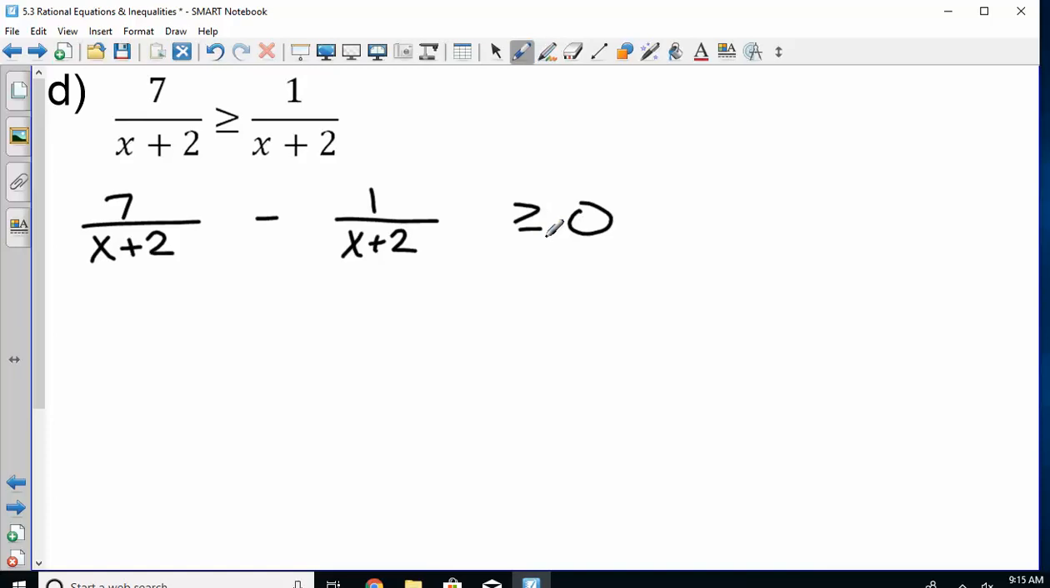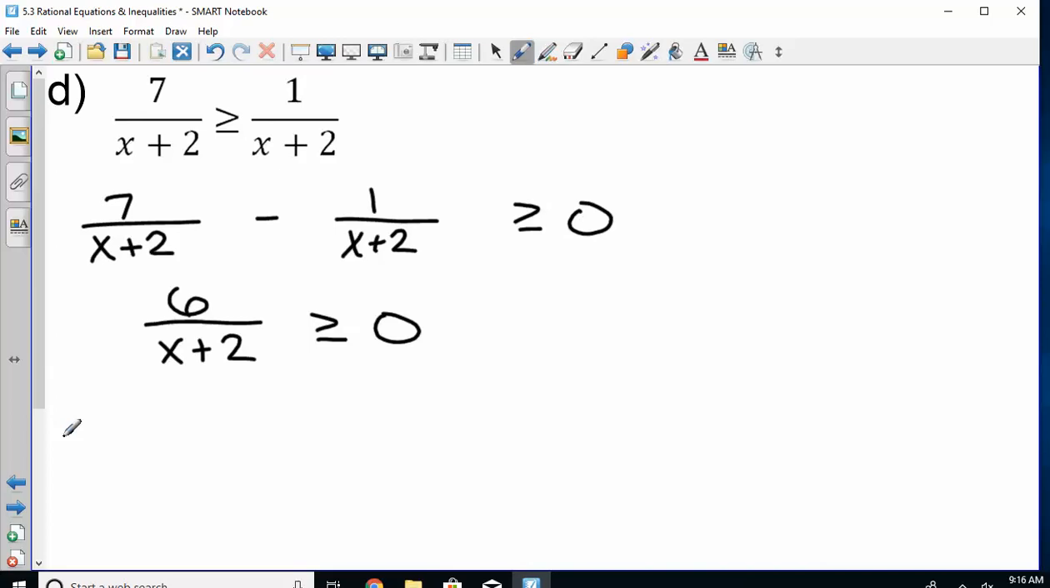From here, what would we do? Subtract: 7 minus 1 gives me 6 over x plus 2. So we didn't even have to do the work of getting the common denominator. It just happened for us.